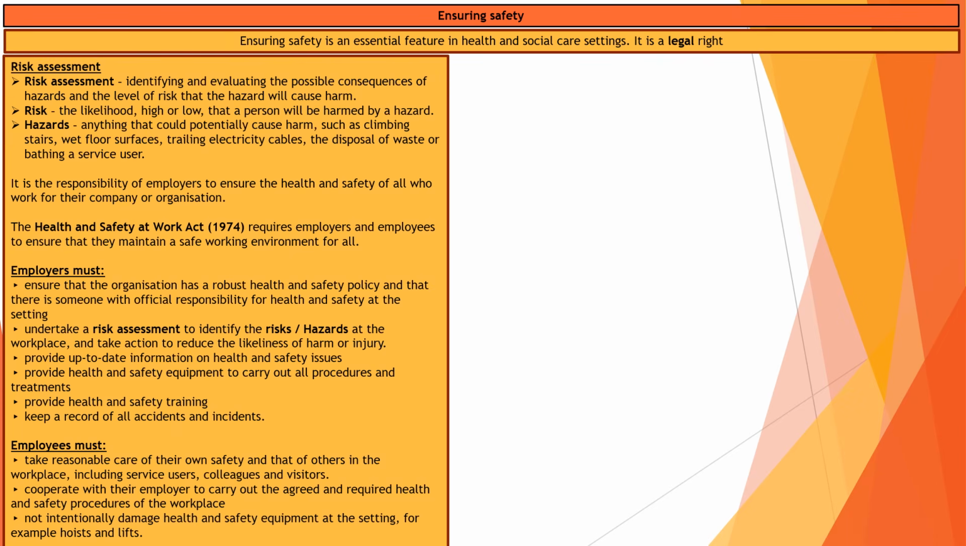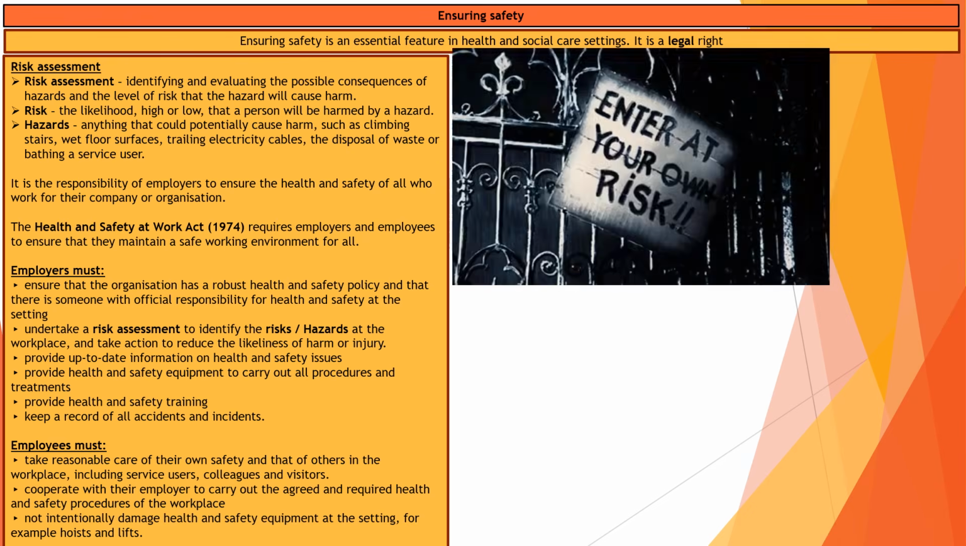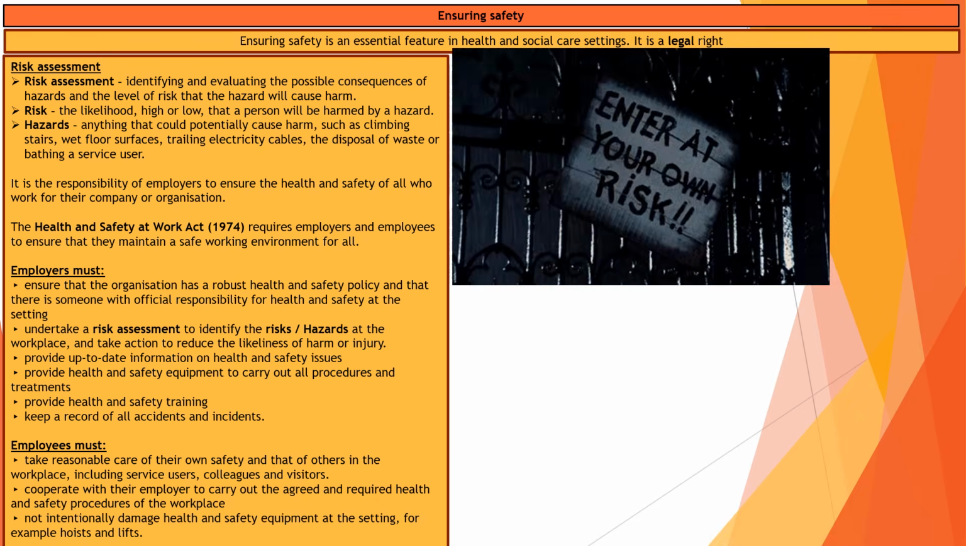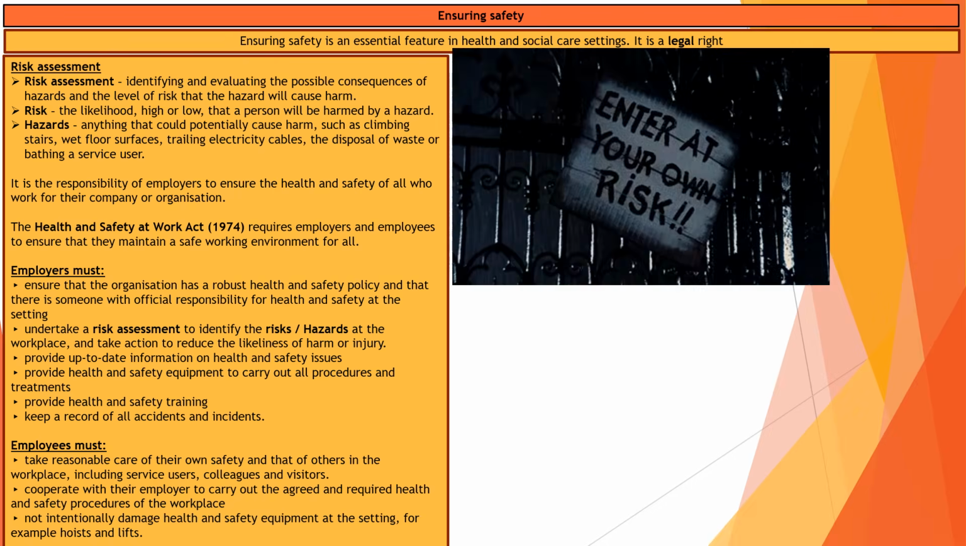The first of these is a risk assessment. The first thing most healthcare settings, or all healthcare settings, do will be a risk assessment. Now, a risk assessment is basically a way of identifying potential risks or hazards that could cause harm to an individual in your setting, and then putting actions in place to reduce the impact of that risk. A risk is essentially how likely someone is to come to harm by a hazard.